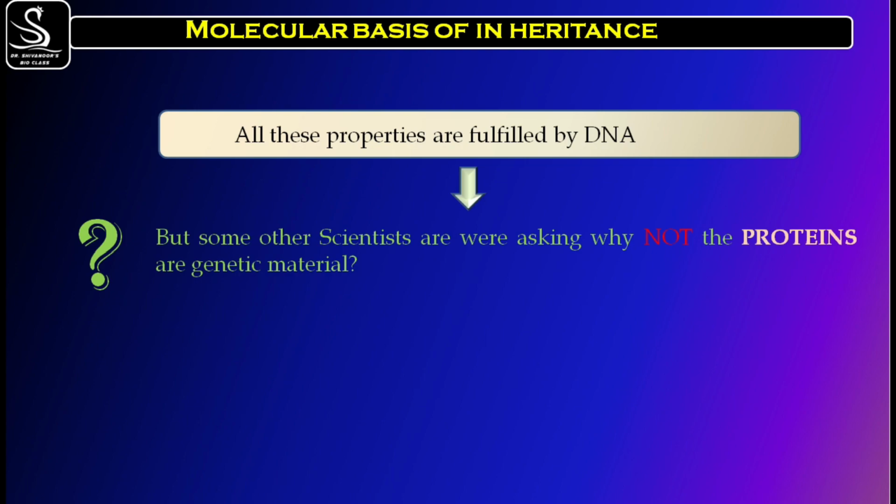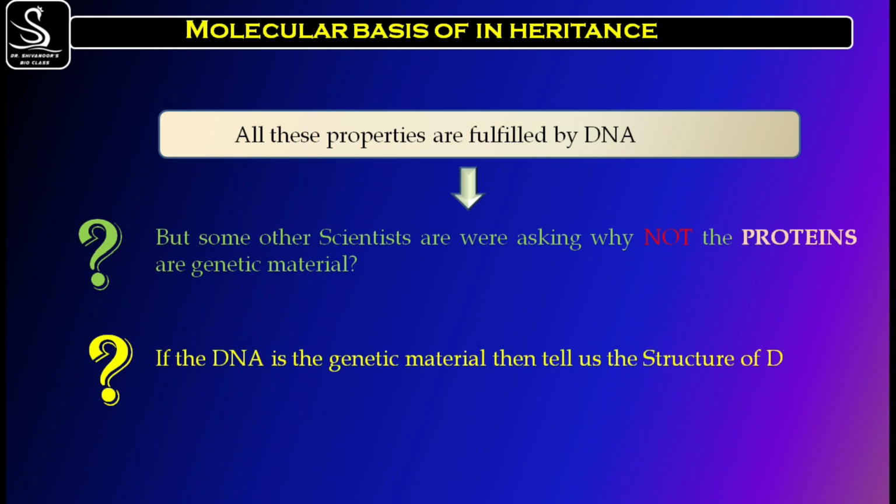Some other scientists were asking, why not the protein as the genetic material? We'll see now whether the properties of the genetic material are fulfilled by the DNA or not. There was also one more question for the scientific community: many of them were saying that DNA is the genetic material, but another group of scientists asked, why can't protein be the genetic material? That is their first question. The second question is, if the DNA is a genetic material, then can you please propose the structure of DNA? That is their question, students.